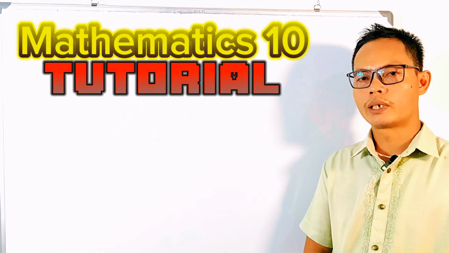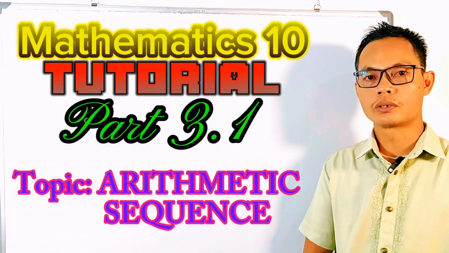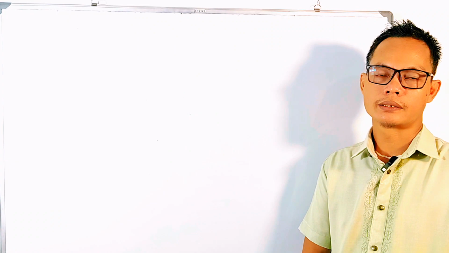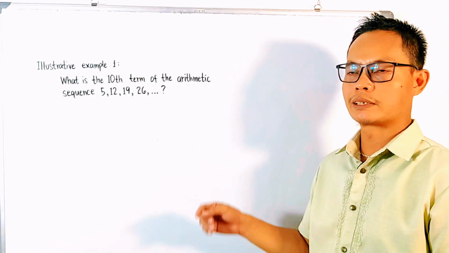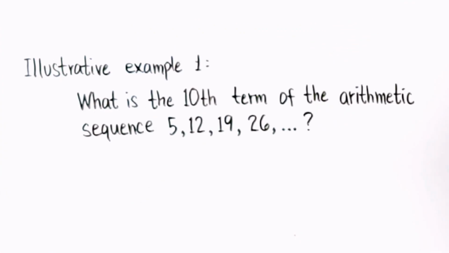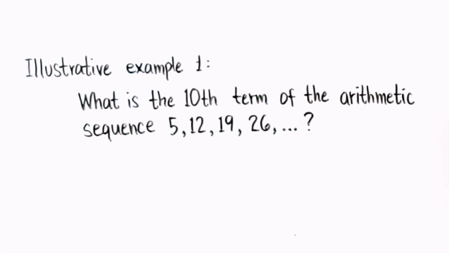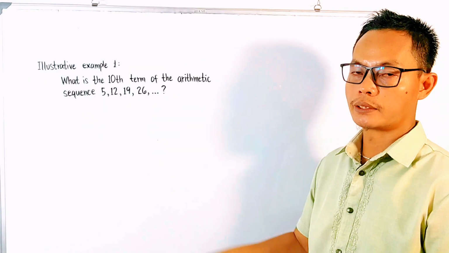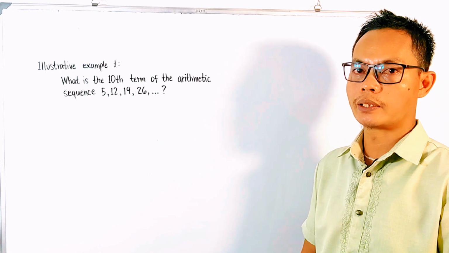At this point, we are going to focus on the arithmetic sequence. Let us consider illustrative example number 1. What is the 10th term of the arithmetic sequence 5, 12, 19, 26, and so forth? So obviously, this is an infinite sequence, particularly an arithmetic sequence.